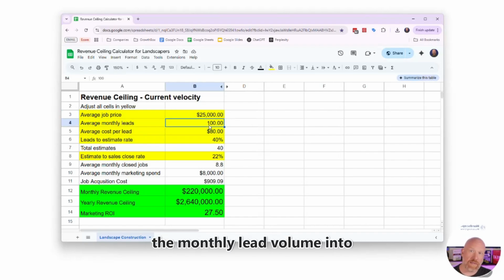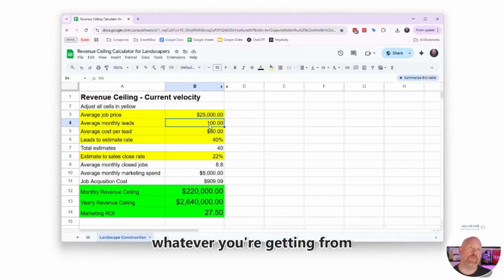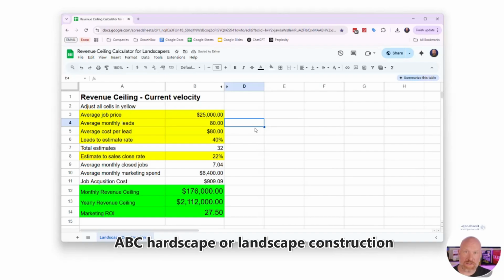Next, the monthly lead volume into your business. So this would be referrals. This is also going to be anything that you get from digital. Maybe you put signs in the neighborhoods that you're working in. Whatever you're getting from those, your trucks, if they're wrapped, all that kind of stuff. What's the average monthly leads you get? Let's take an average. Let's say that for this scenario, ABC Hardscape or Landscape Construction Company has 80 average leads per month.